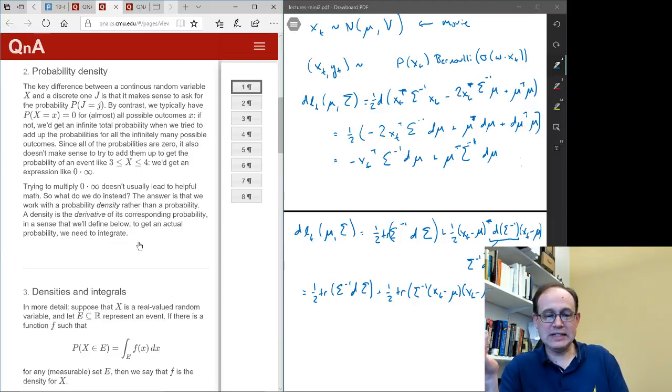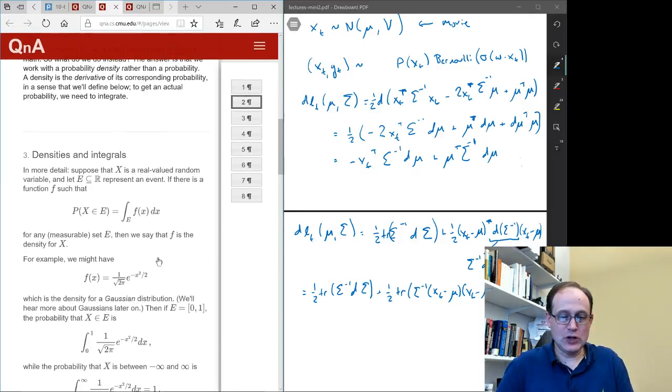So what we're going to do instead is work with a different quantity, called a probability density. A probability density is effectively the derivative of a probability, and that doesn't make sense right now, but hopefully it will in a few paragraphs. All right, so what is a density?